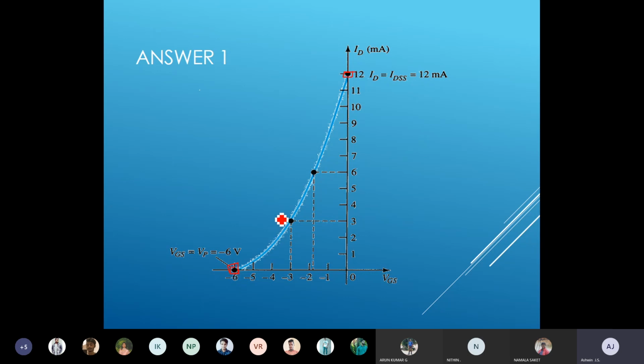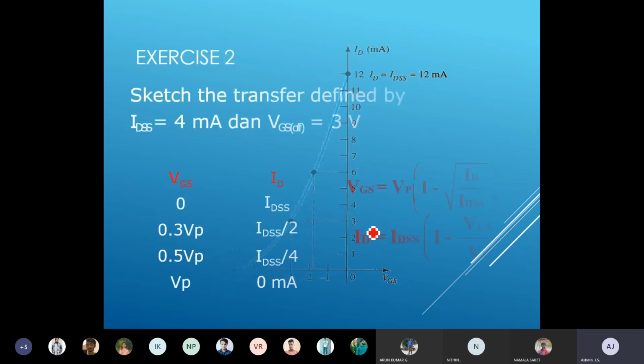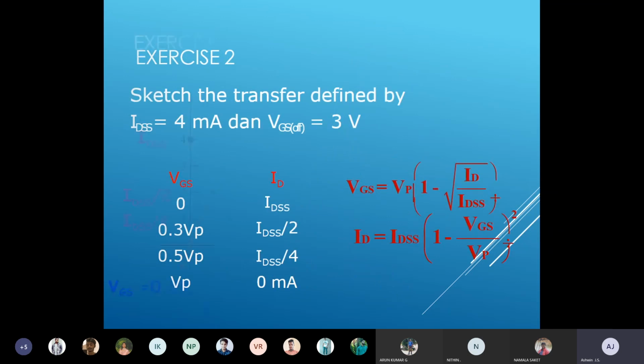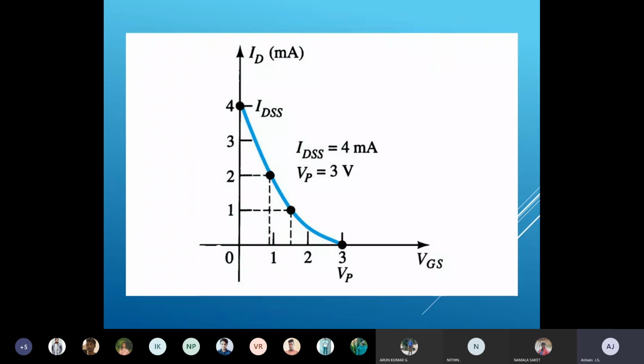Now I need to find any in-between value. If I plot any two values, I can draw a curve. In order to identify that value, I'm giving something like this: this is 6, so this is IDSS by 2, and this is IDSS by 4. For those values, what will be the gate to source voltage? That is what I am going to observe here. Similarly, they have given another one by giving some values and plotting that transfer characteristic.